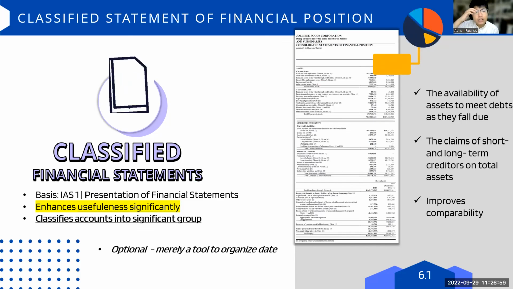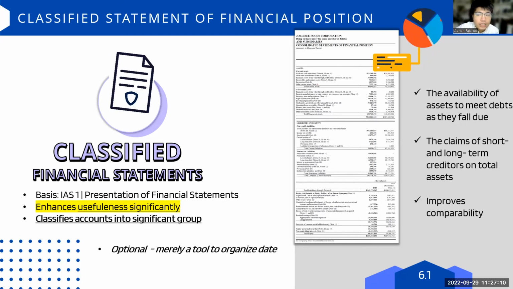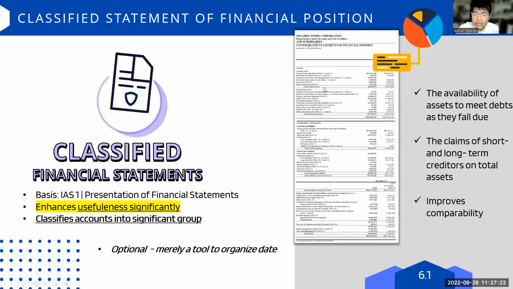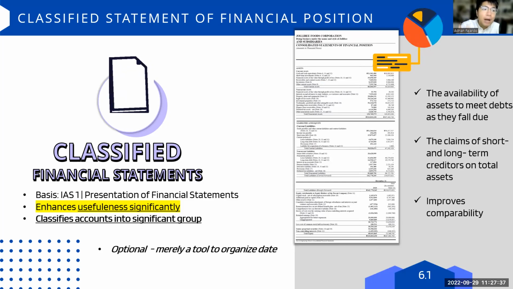And the basis for this is actually a reporting standard called IAS 1 or PAS 1 with the title Presentation of Financial Statements. And basically, it enhances the usefulness significantly. So bakit siya classified? Because it classifies accounts into significant groups. So right now, our example is JFC or Jollibee Food Corporation. And you can see that your assets is broken down into significant parts. Your current assets, your non-current assets, your liabilities and your equities classified in the same way. So because of this, we're able to get more information and we make more empowered decisions.